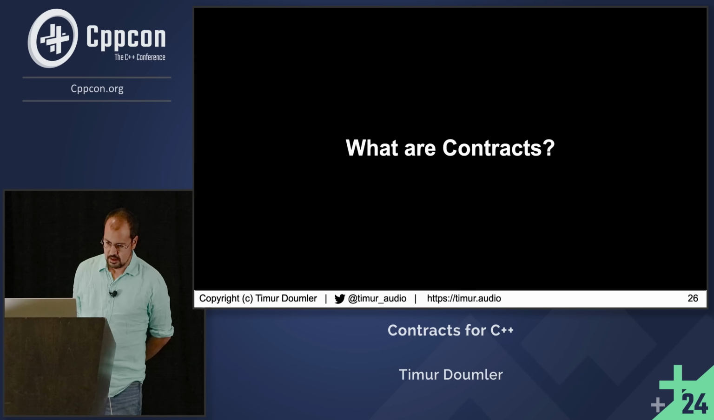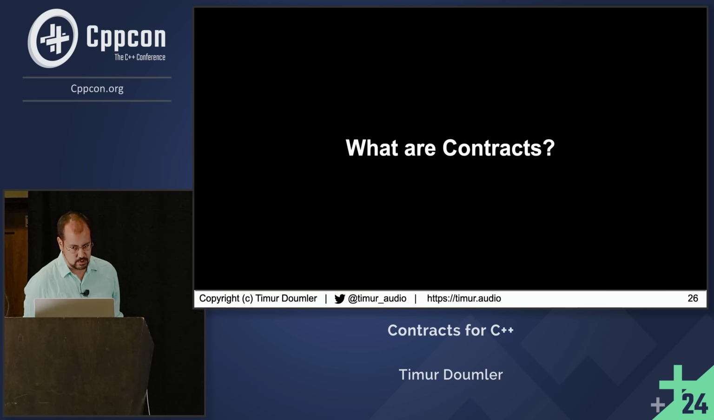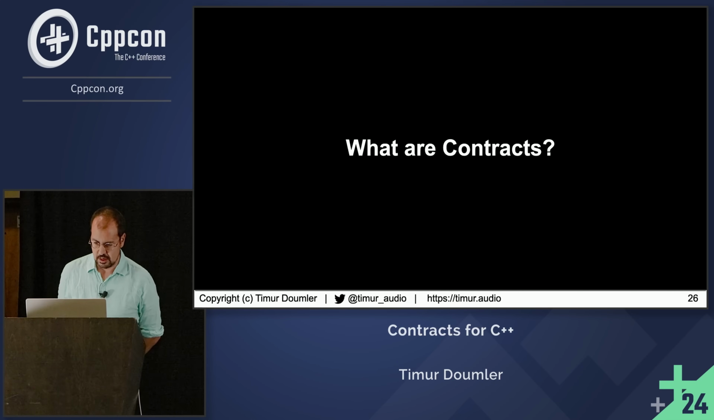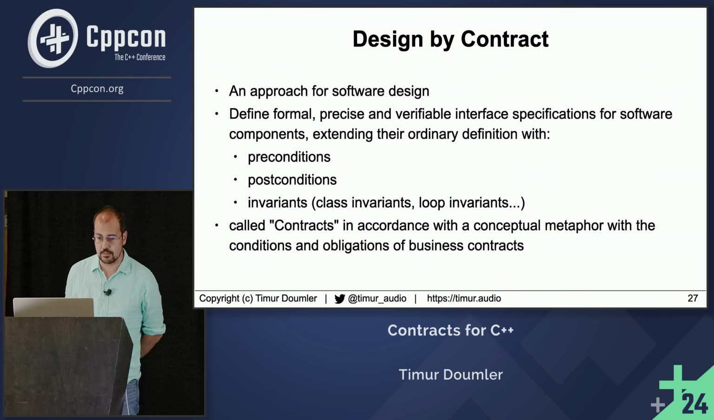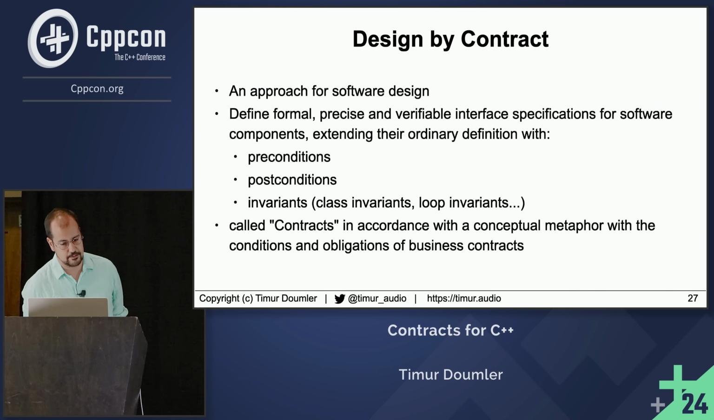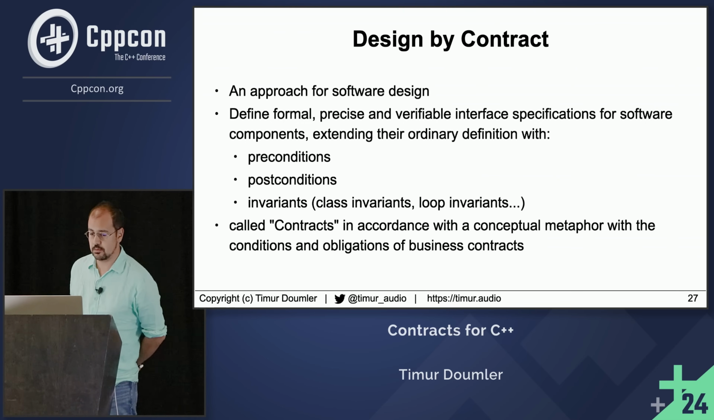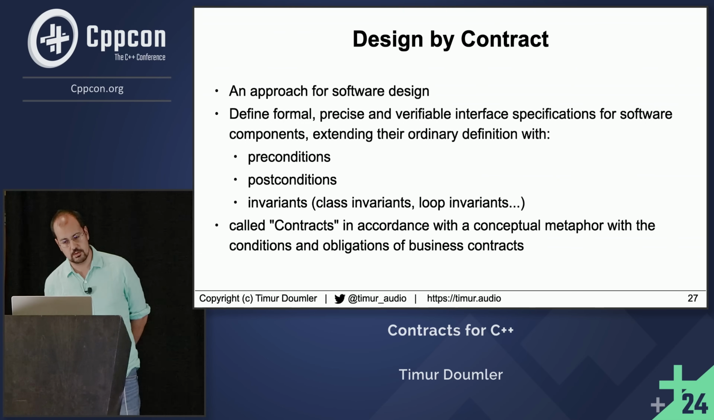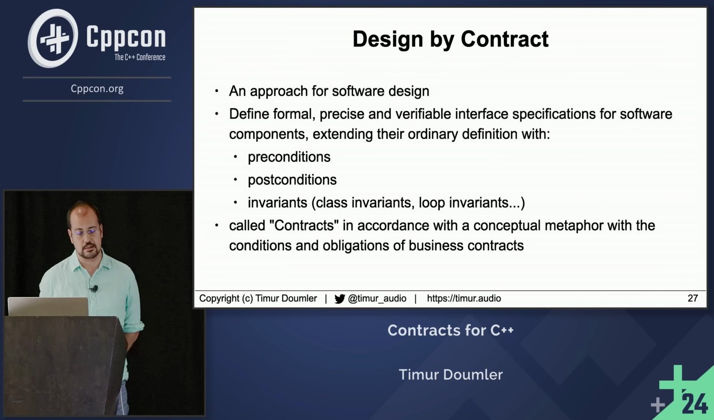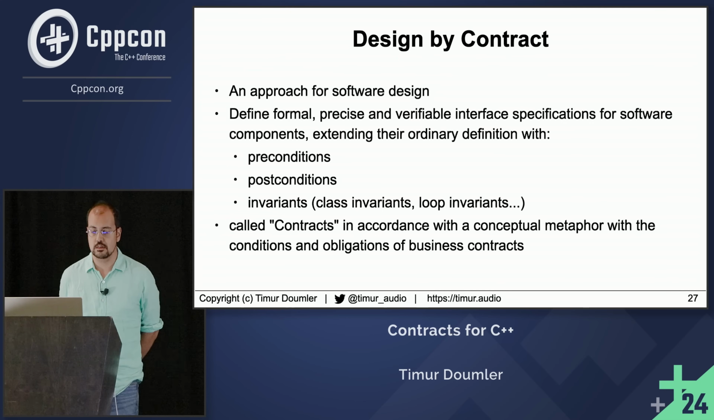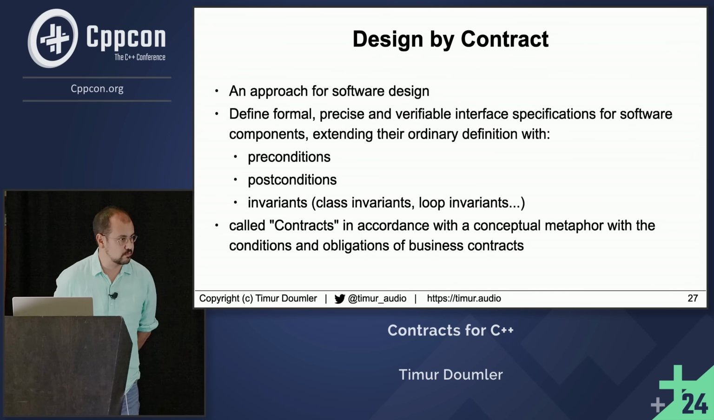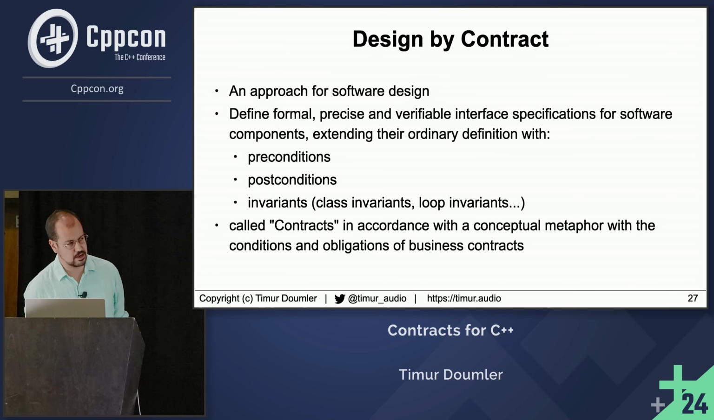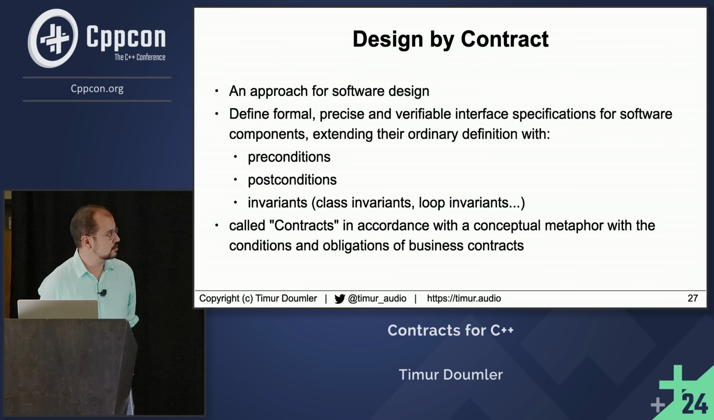Well, in order to understand that, we need to understand what contracts are. So this is the original definition, I guess, from the 80s. Contracts are an approach to software design to define formal, precise, and verifiable interface specifications for software components, extending the ordinary definition with preconditions, postconditions, and invariants, and they're called contracts in accordance with the conceptual metaphor with the conditions and obligations of business contracts. So that's the dry definition, basically the way it was conceived in the 80s and how it is still understood today.